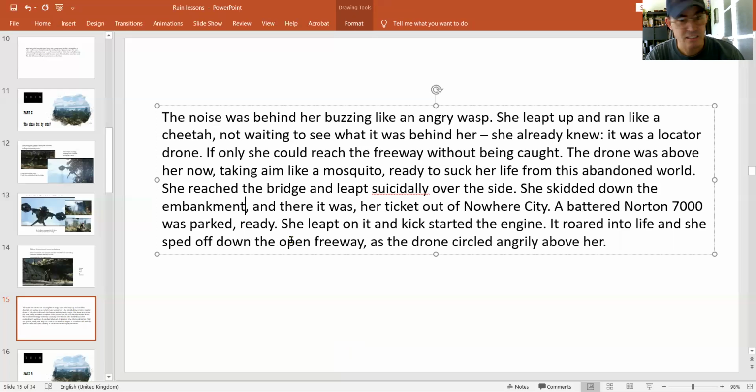Skidded down the embankment, and there it was, her ticket out of Nowhere City. A battered Norton 7000 was parked, ready. She leapt on it and kick-started the engine. It roared into life, and she sped off down the open freeway as the drone circled angrily above her. That might be okay, that angrily. Anyway, that's kind of what we've got.